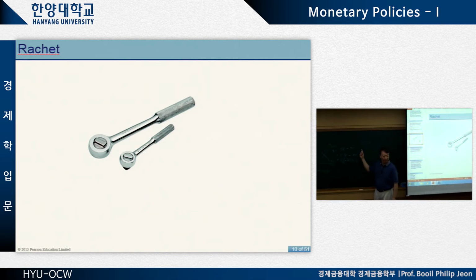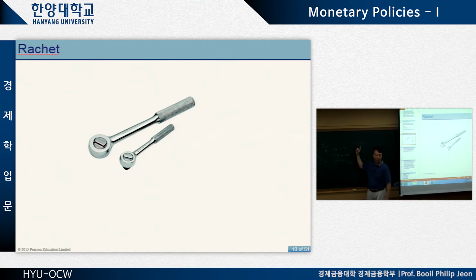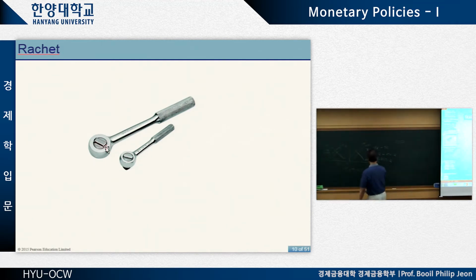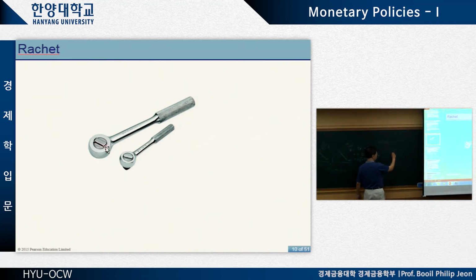If you don't have this ratchet and you just use a spanner, something like this, you see what I'm trying to draw here? Not a very good drawer. Whatever. If you use a spanner, you have to tighten once and then lift it and do it again. But if you have this ratchet, inside this head there is a little gear, what we call a one-directional gear.